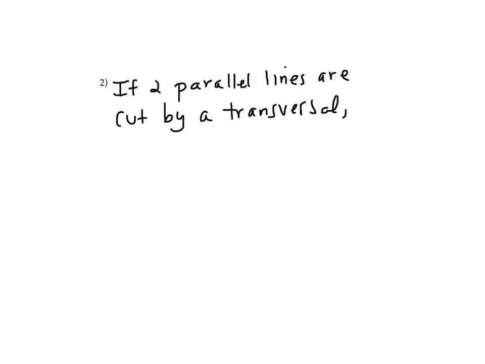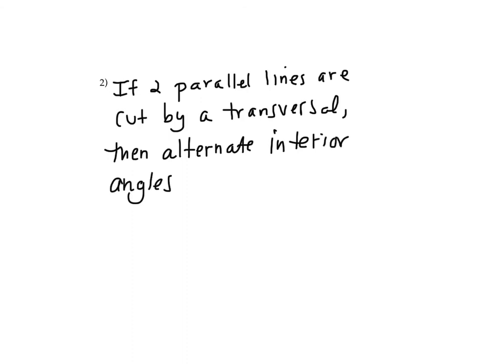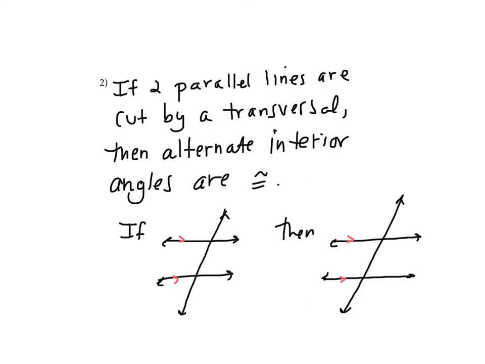Our second theorem starts off the same way. If 2 parallel lines are cut by a transversal, then alternate interior angles are congruent. Just like we did on our first example, I'm going to illustrate this by showing you a pair of parallel lines. So if we're given that two parallel lines are cut by a transversal, then we're allowed to say that alternate interior angles are congruent. And remember that there are two pairs of alternate interior angles that are formed, so both pairs would be congruent. So we can mark those two congruent as well.